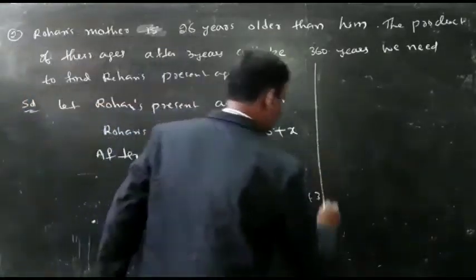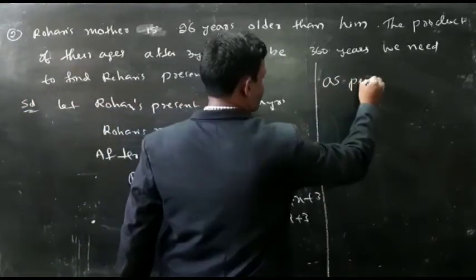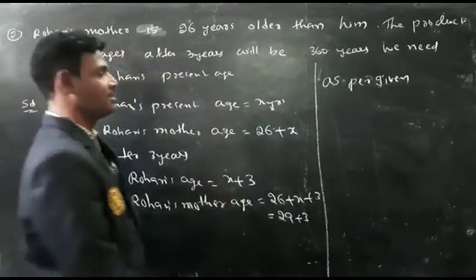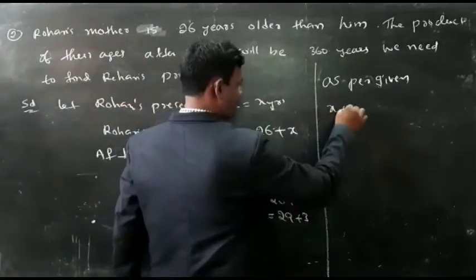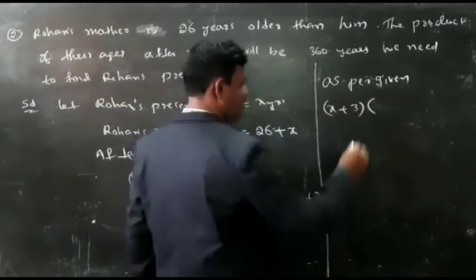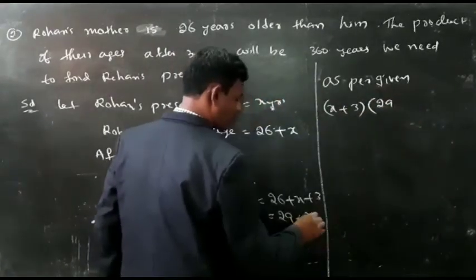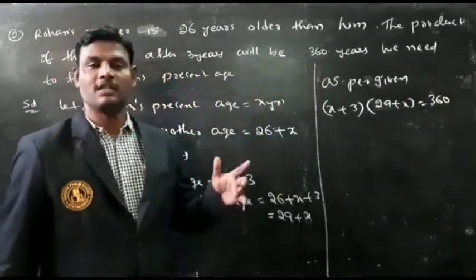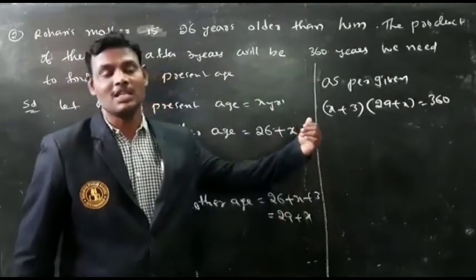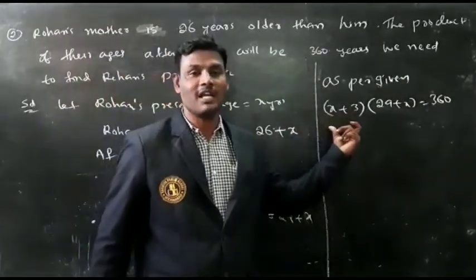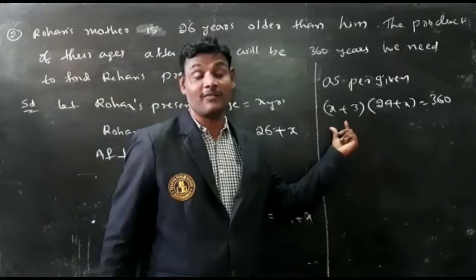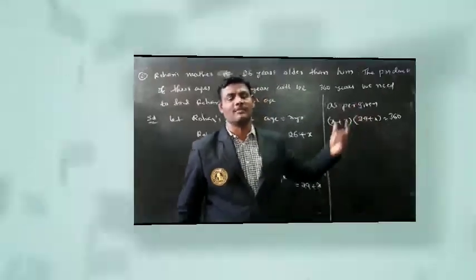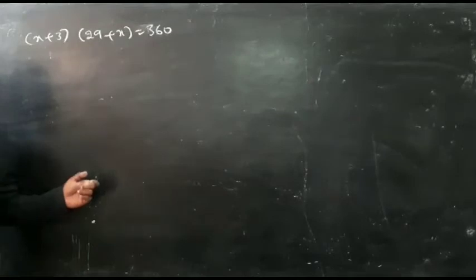So as per the given, what is the product of their ages? 360. It means (x plus 3) into (29 plus x) is equal to 360. So after 3 years, what is the age of Rohan? x plus 3. And what is the age of his mother? 29 plus x. So (x plus 3) into (29 plus x) is equal to 360.